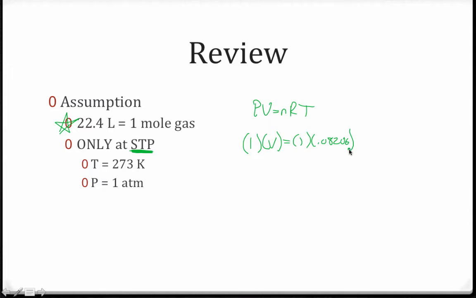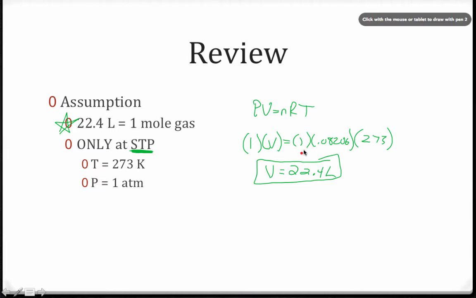We'll put in our ideal gas law constant and a temperature of 273. If you go through the trouble here and solve for the value of V, you'll find out that V is 22.4 liters. So what we can see here is that this conversion factor that we used early in the year is simply one possible answer from our ideal gas law equation.